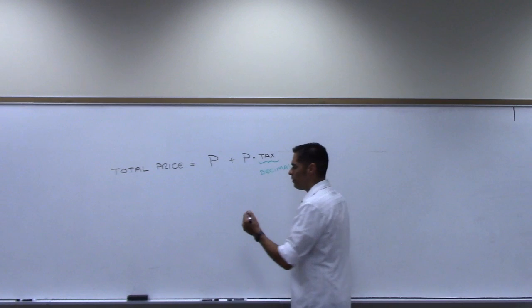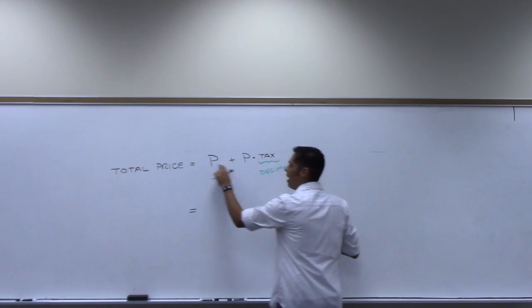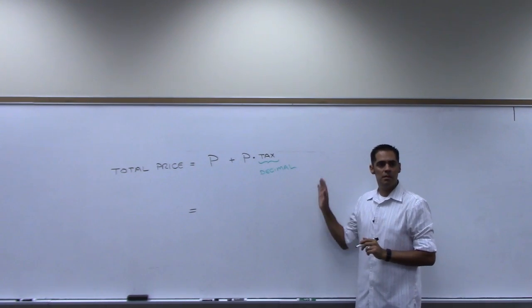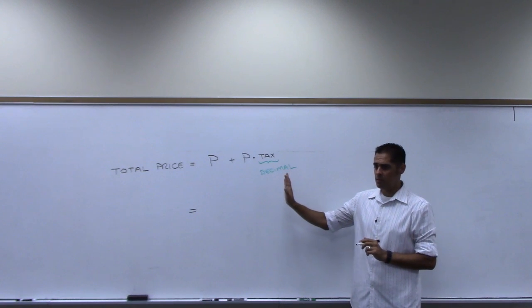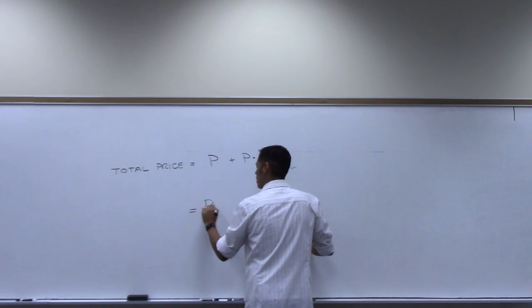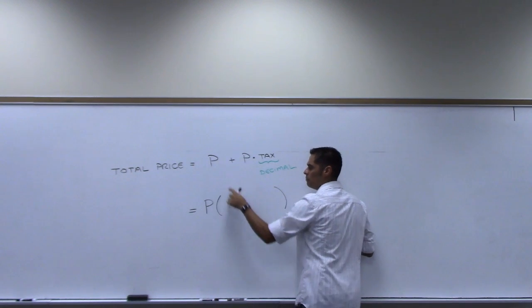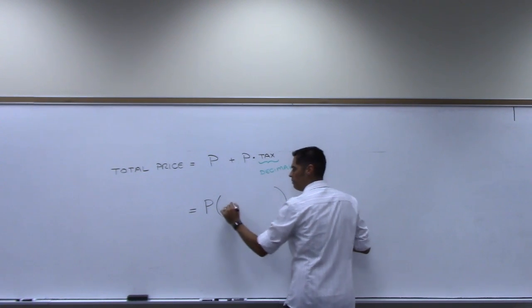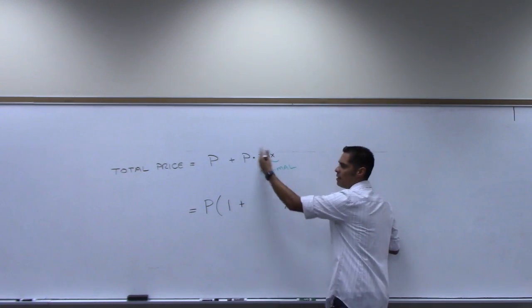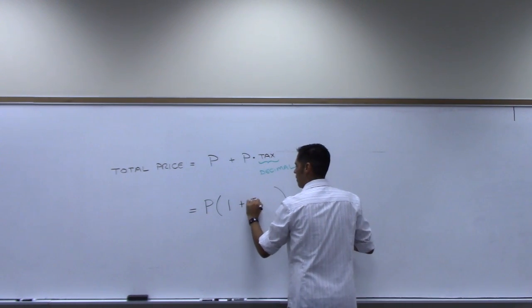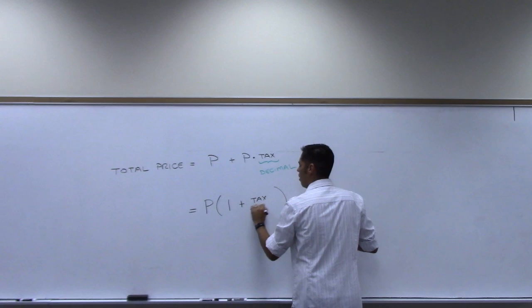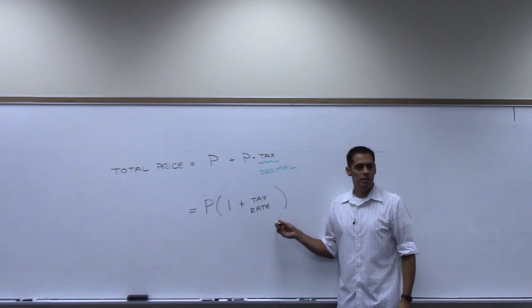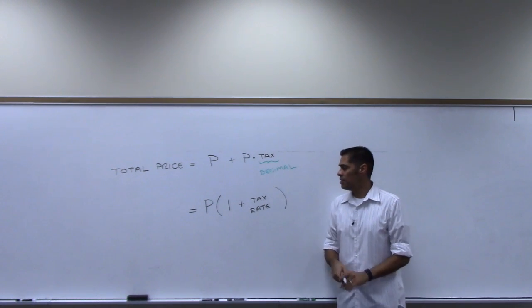Now another way you can write this formula, you notice these both have the same letter in them? So I could, if I want, factor a P out, like a GCF. If I factor a P out, what would be left here? I'd have to first multiply by something to create P. 1 plus, and then what would be the only thing left here? The tax rate. That's an alternate formula. This is not listed in here. I like to work with this one though. You should know them both, but this is an easier one to do.